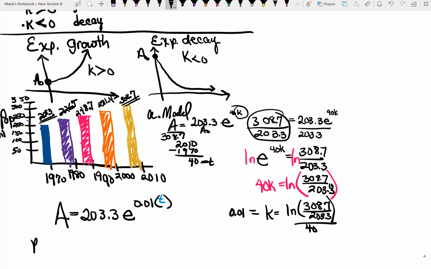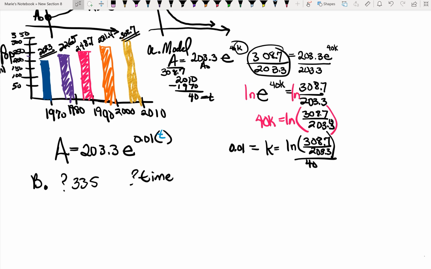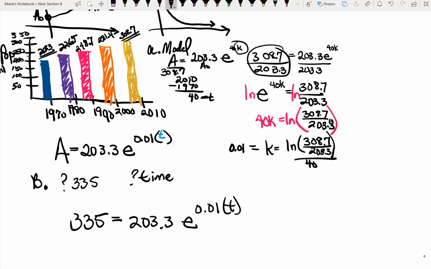Now, and then they're asking in part B, if you don't have further questions on this, by which year will the U.S. population reach 335 million? So when will we reach 335 million? So they're basically asking, what is time? By what year based on this model? And since we have the model, we're going to say 335 million is equal to 203.3 e to the 0.01, and then this is their question, what time?